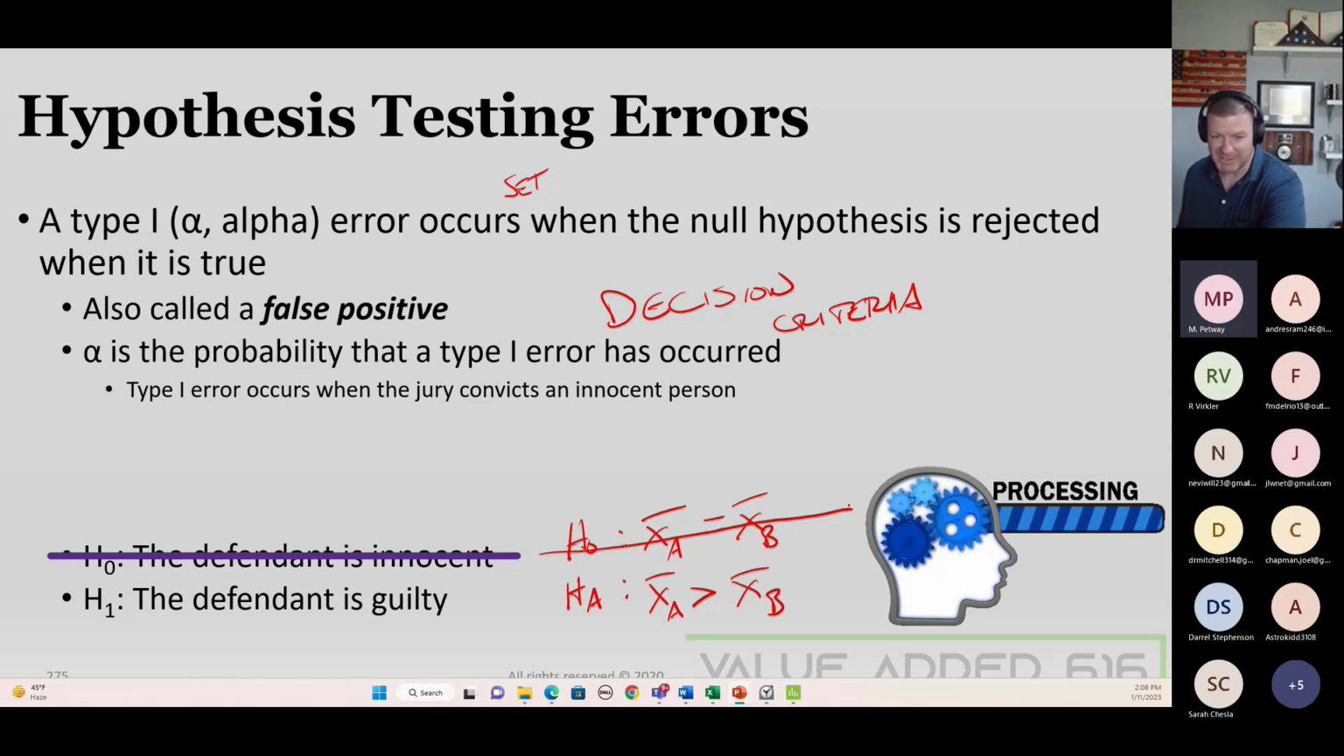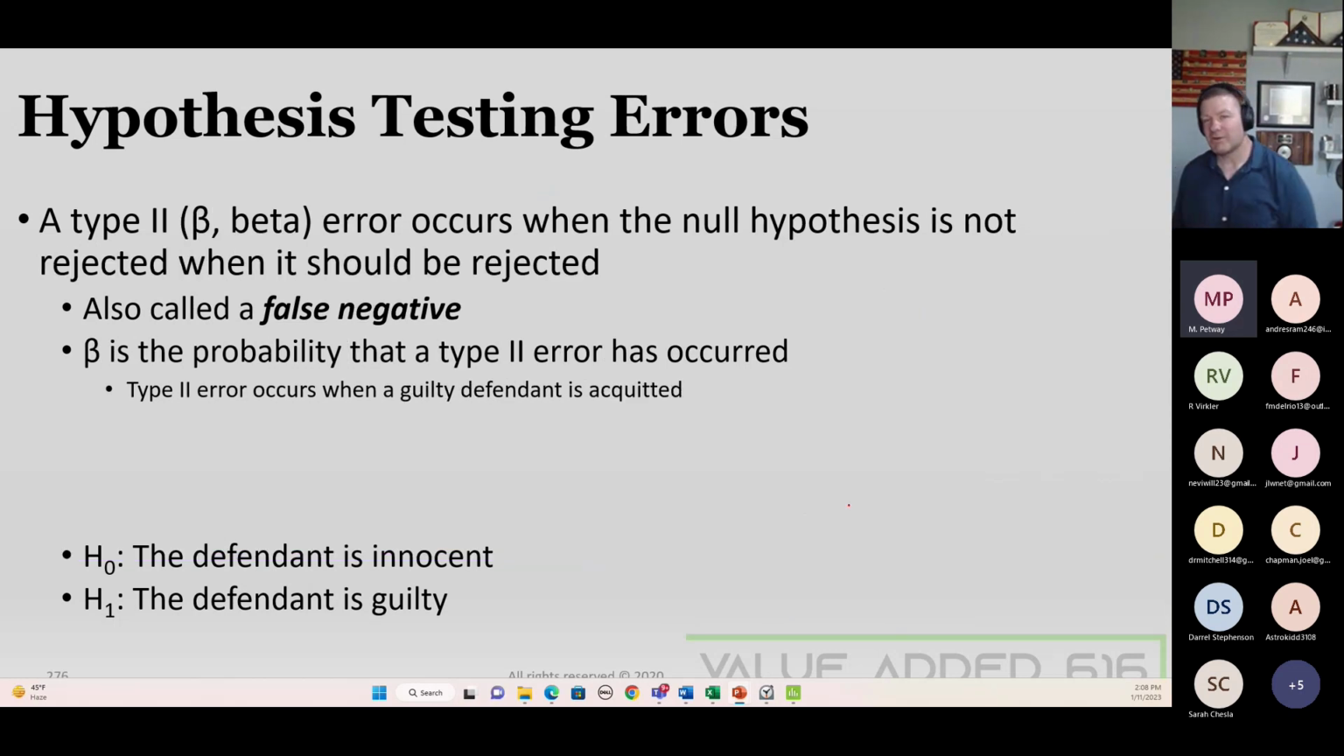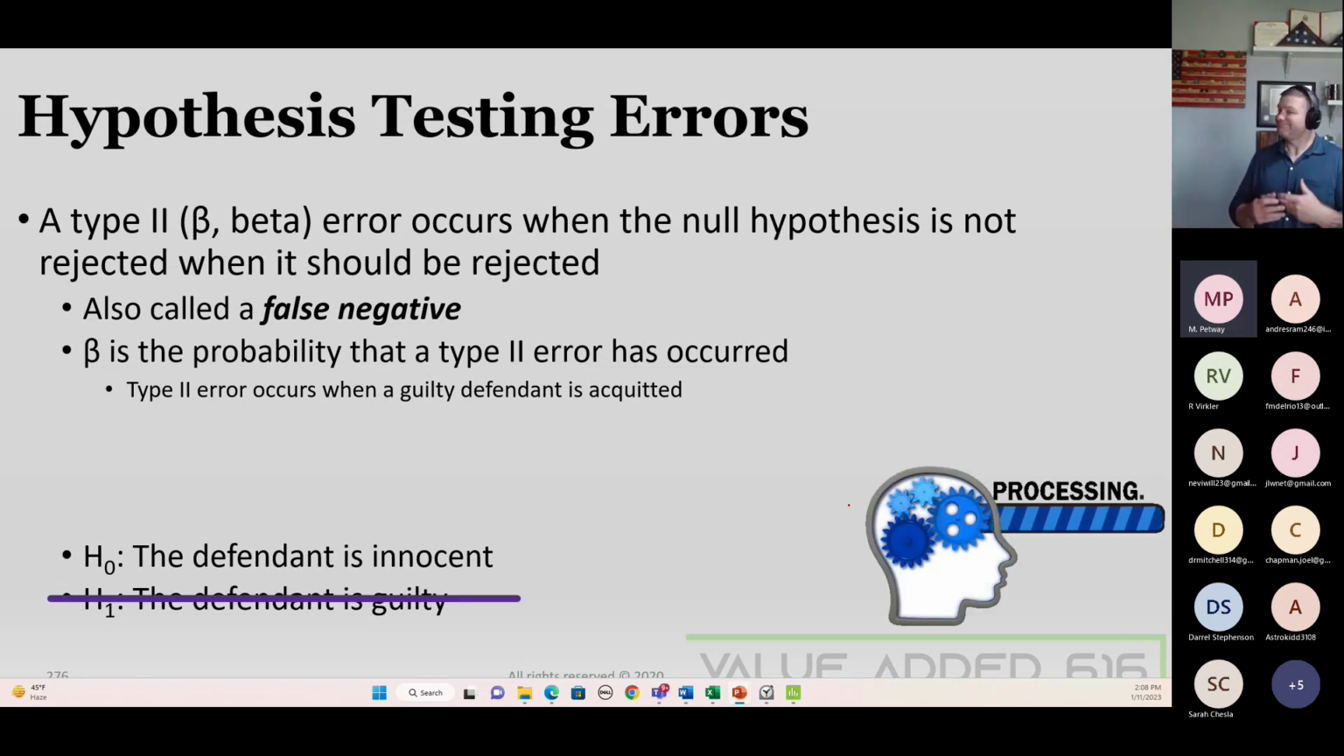But hold on, there's a flip side to this. We focus in black belt a lot more on this because we just don't have time in green: the beta error. The beta error is the opposite. The beta error says we failed to reject. Remember, those are the only words. We fail to reject the null. And in all reality, we should have rejected it.